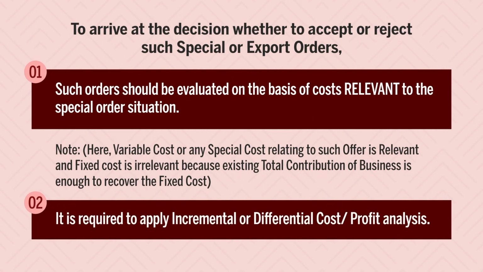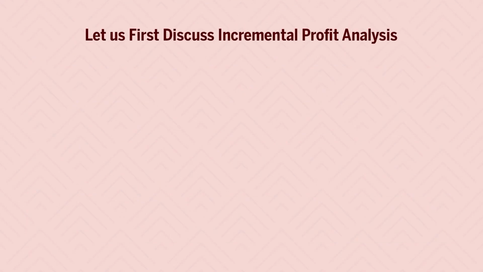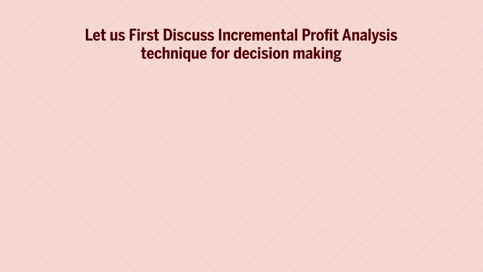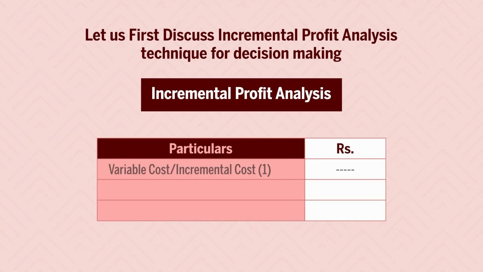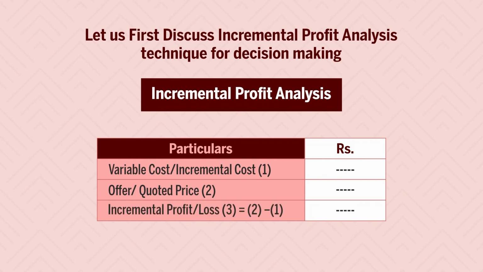It is also required to apply incremental or differential cost profit analysis in such a situation. Let us first discuss incremental profit analysis technique for decision making in such a situation. In incremental profit analysis, we are supposed to compare variable cost with the offer price. Variable cost means incremental cost we told earlier, and offer means price which is offered by the dealer. So the difference between these two will be our incremental profit, and the difference will be helpful to us in decision making. Now how will the decision be taken? Acceptance and rejection.